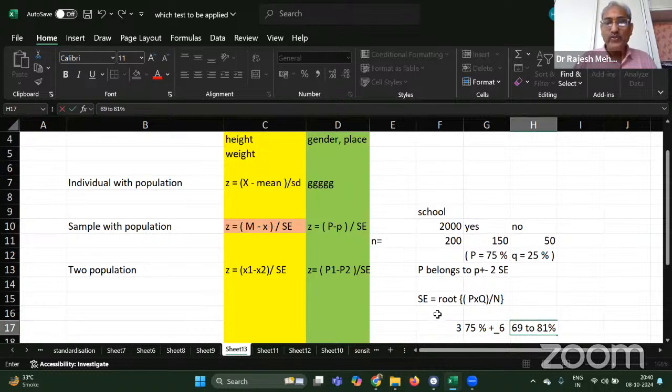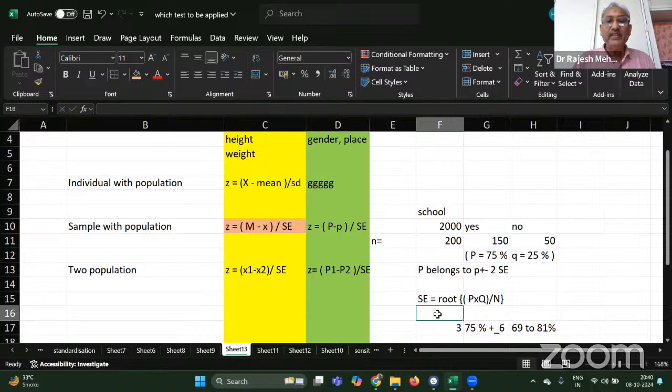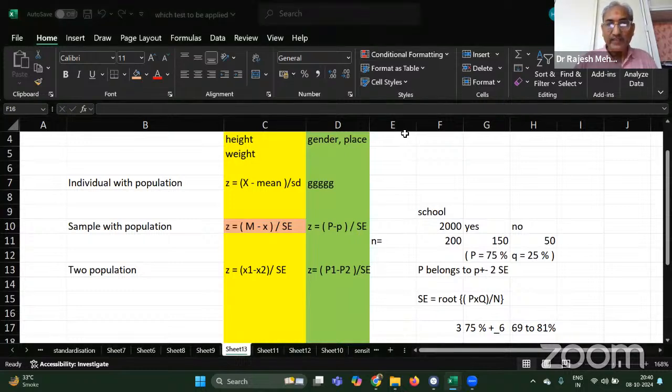So I invite a question on this and then we'll move to the other use. Any questions so far? Or can you tell me one example showing this? Can you suggest one example where you want to compare the population proportion based on a sample proportion?